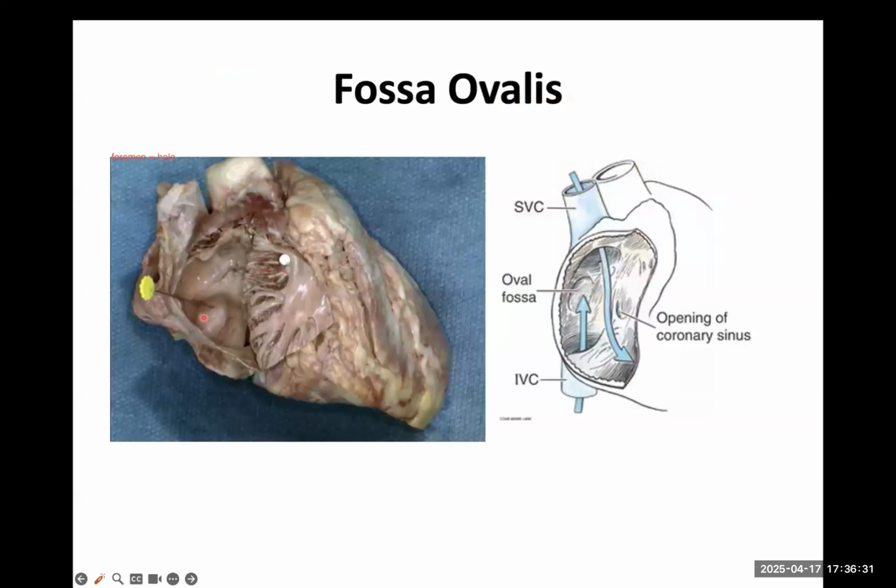Oh, here's a picture actually. So this one is showing you the fossa ovalis here. Helps you bypass the lungs as a whole, but then after that it closes.